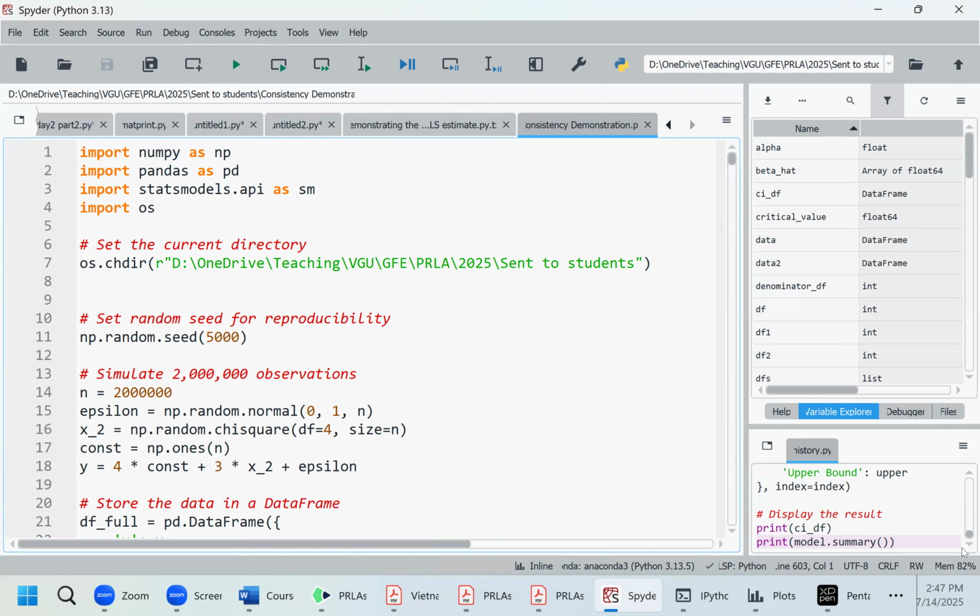Sau đó y thì bằng 4 nhân constant, cộng 3 nhân x2, cộng epsilon. Đây là mối quan hệ, relationship, mà ta biết. Ta tạo cái này nên coi như ta biết cái này là thật rồi, đúng không? Không phải lo lắng là không biết mối quan hệ này có đúng hay không.